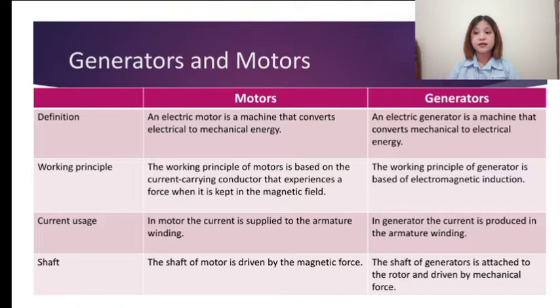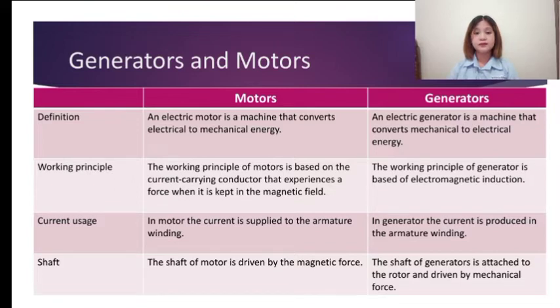So basically, they are just the reverse of each other, but generators are for the transmission and distribution of electrical power for automobiles, aircraft, ships, and many more. The working principle of motors is based on the current-carrying conductor that experiences a force when it is kept in the magnetic field. In other terms, the force is applied when the electric current is present in the magnetic field.